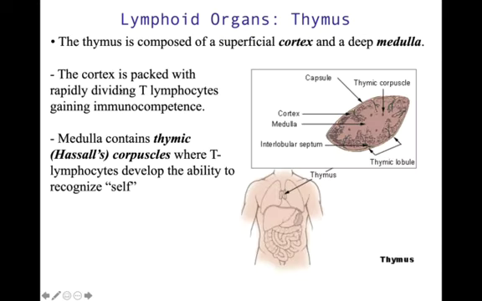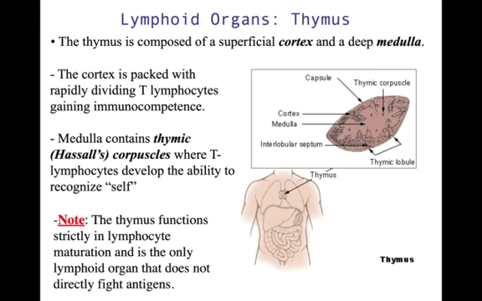So the thymus is composed of a superficial cortex. The outer part is called the cortex. The inner part here is called a medulla. The cortex is packed with what? Rapidly dividing T cells gaining immunocompetence. The medulla contains what are called thymic or Hassall's corpuscles, where T cells gain the ability to recognize self. You have to have the ability not to kill your own cells, basically. So again, the thymus functions strictly in lymphocyte maturation, the immunocompetence of T cells. It is the only lymphoid organ that does not directly fight against antigens.